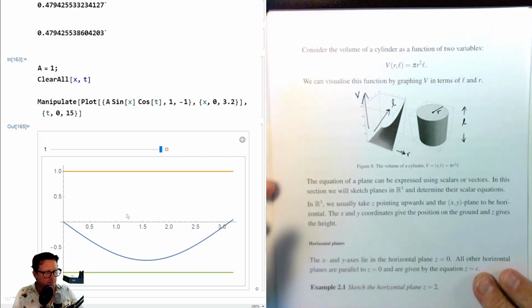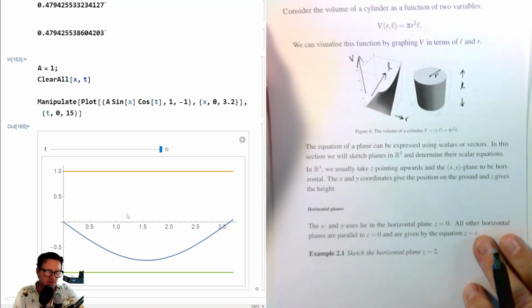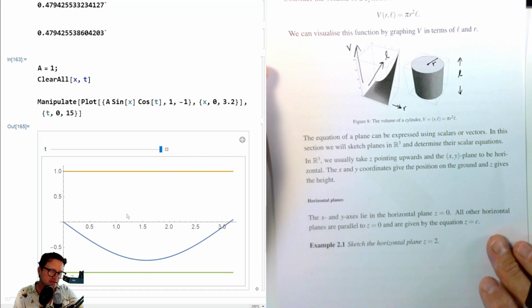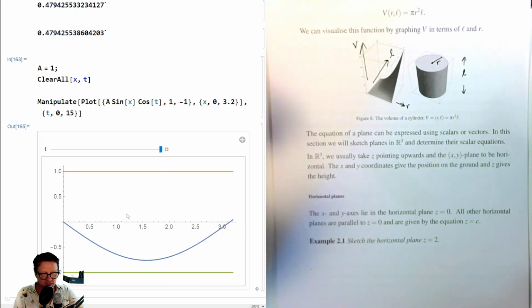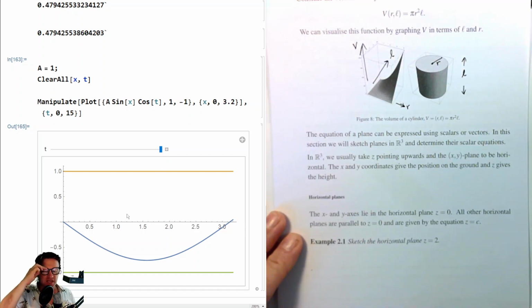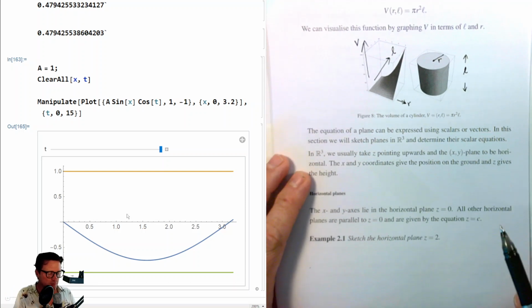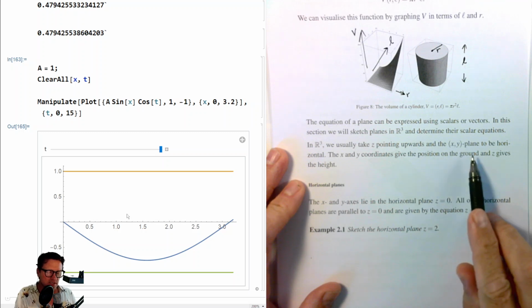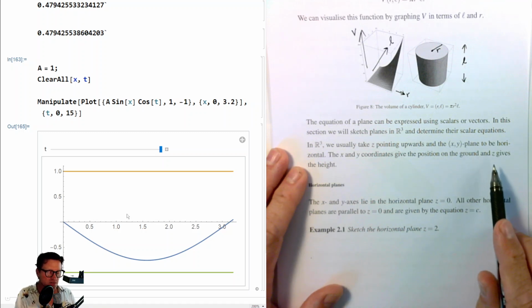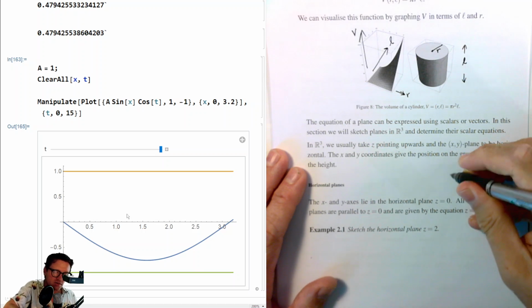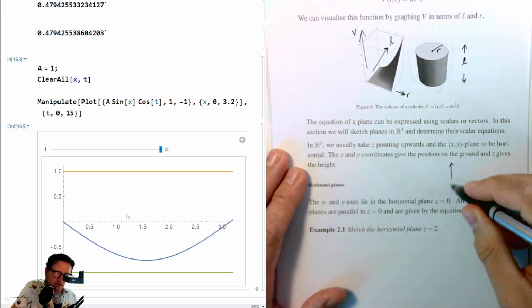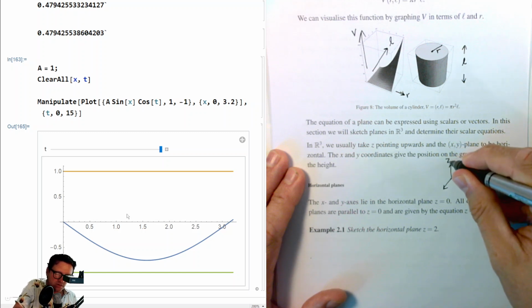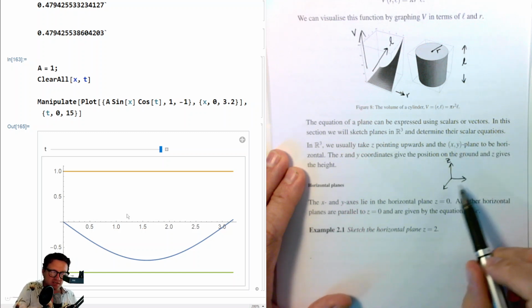Okay, the equation of a plane can be expressed using scalars or vectors. In this section, we'll sketch planes in R3, or three-dimensional space, and determine their scalar equations. In 3 space, we usually take Z pointing upwards and the XY plane to be horizontal. All right, so if you don't know the convention, here's our axes. We usually put Z up, but now what is this and what is this?